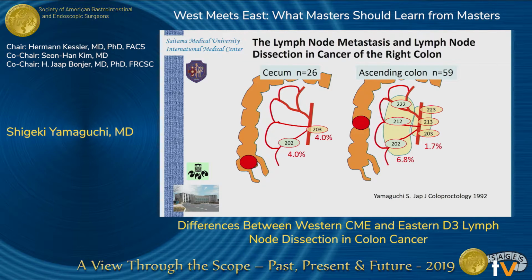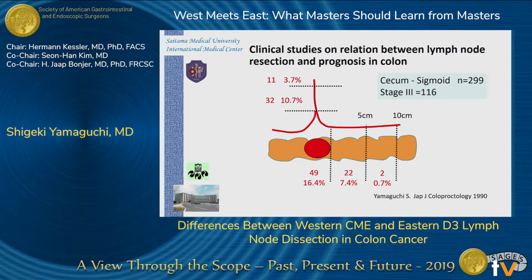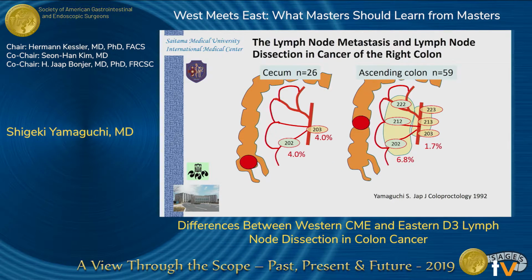Then how about lymph node metastasis? This is from '92, a little bit old. For cecal cancer, intermediate and also main node metastasis is 4%, and ascending colon cancer, including the old position, has intermediate metastasis at 6.8% and main node at 1.7%. Only 1.7% of cases have central node metastasis.